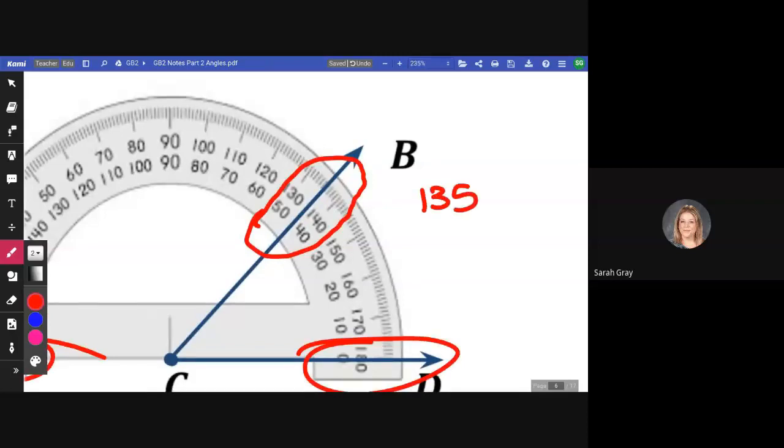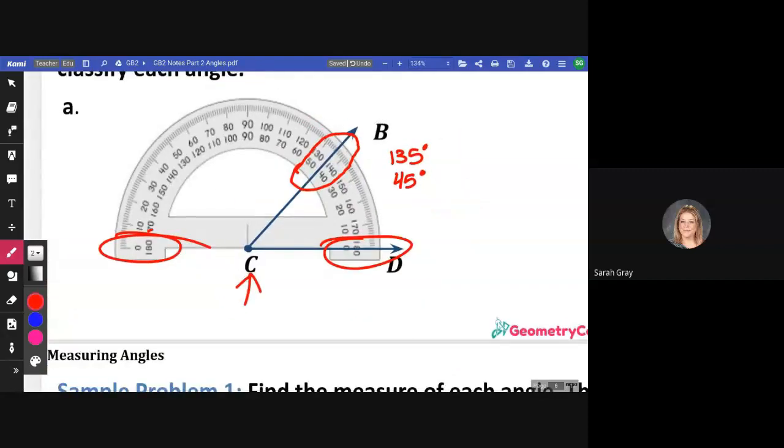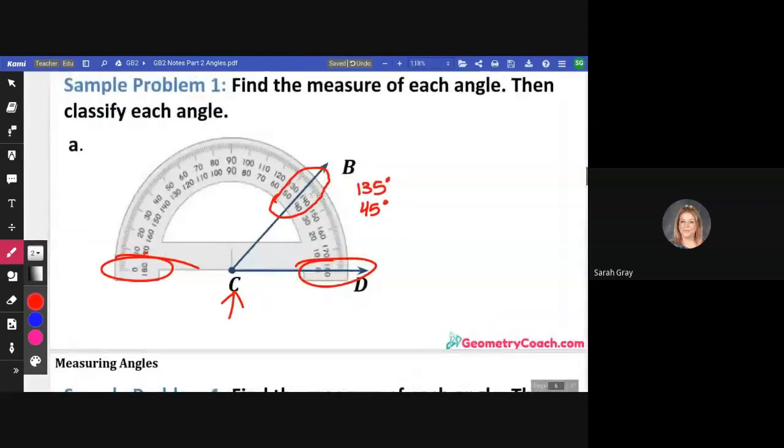So I'm just going to jot those 2 numbers down and then zoom back out. And now I have to decide which one is the correct one. So look at the whole angle. Is it acute or is it obtuse? And pick the number that goes with it. So in this case, it would be 45 because this angle is less than 90. So we choose the number that's less than 90. And we are classifying it as acute.